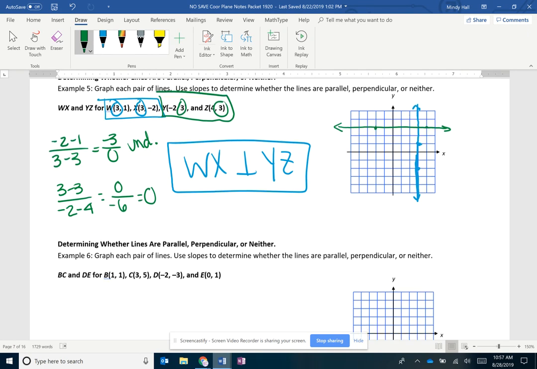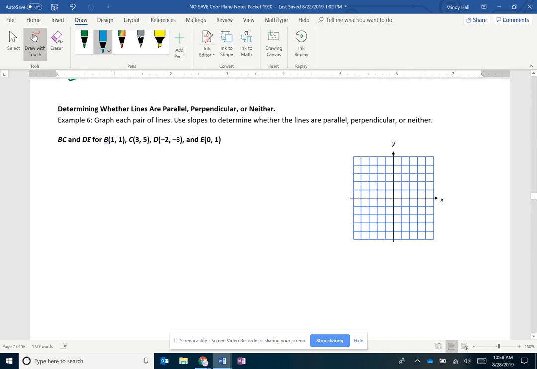So last example. For BC, B is at 1, 1, and C is at 3, 5. So just sketch it and see how we do. And then D is at -2, -3, and E is at 0, 1. So it looks like these might possibly be parallel, but we'll double check.